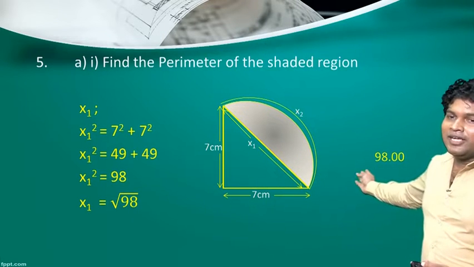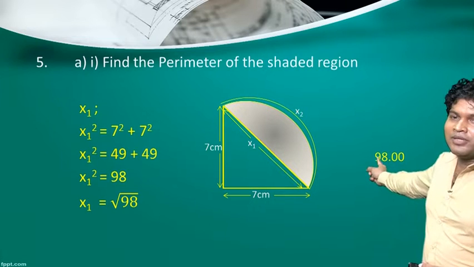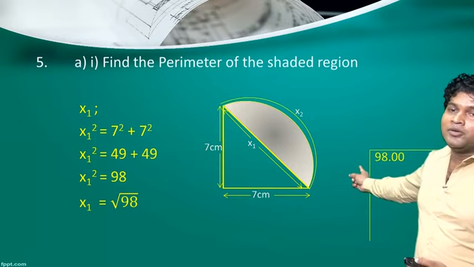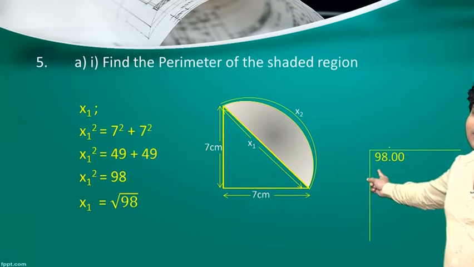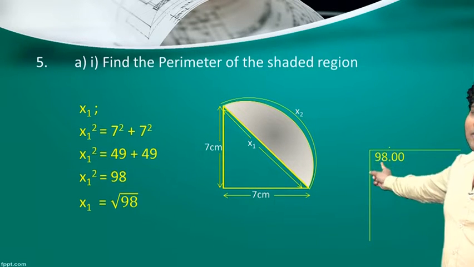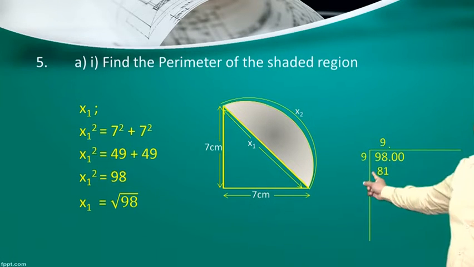The square root of 98, you can see. I am showing that with my finger. You know that for 98, the dot over dot, you have to keep the same dot. And 9 times 9, because the nearest square number to 98 is 81.